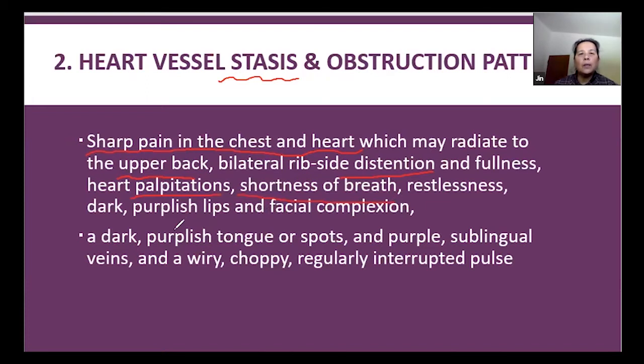If we look at the face and the limbs, there is a dark color, or maybe purple. Looking at the tongue, it's a dark purple tongue, or sometimes with purple spots, and the veins under the tongue are purple too. So those are true blood stasis signs. The pulse is choppy, coming from blood stasis, and sometimes there is a missing heartbeat condition.